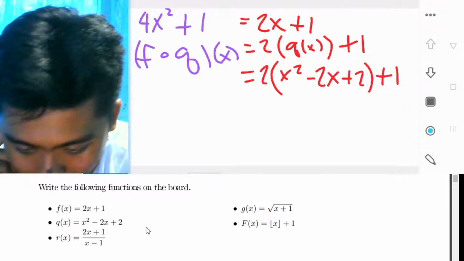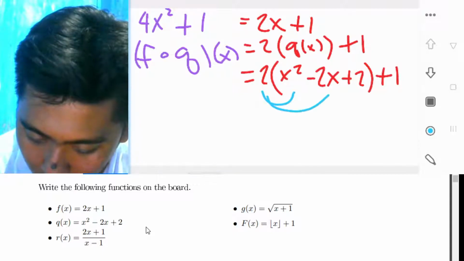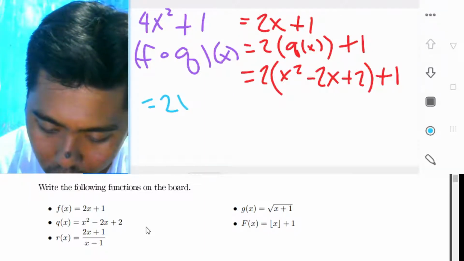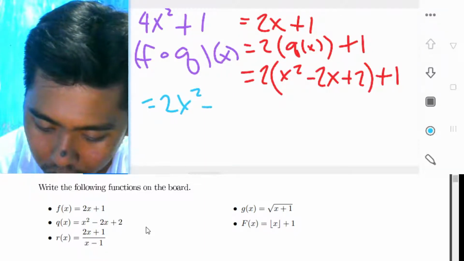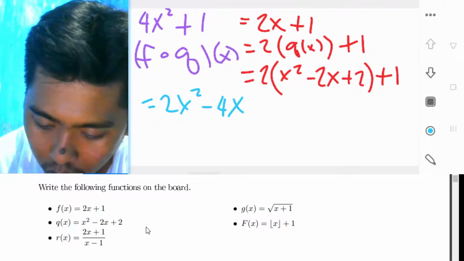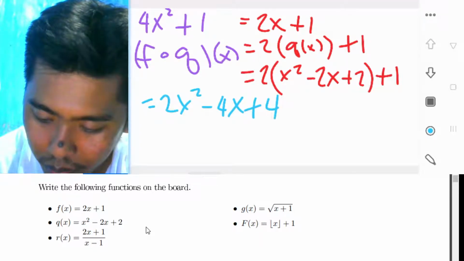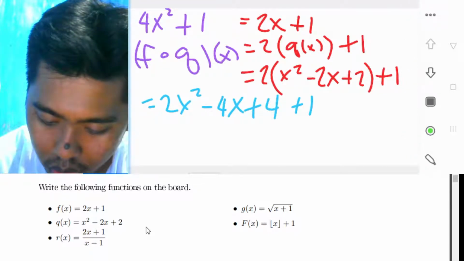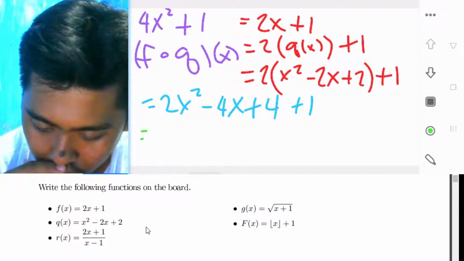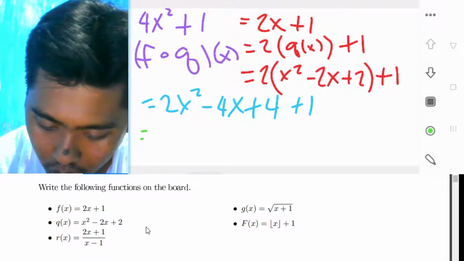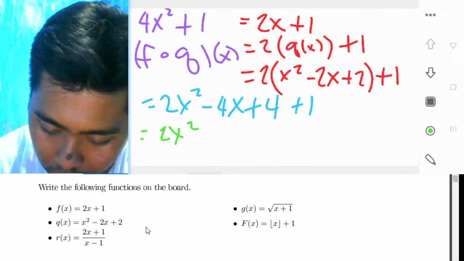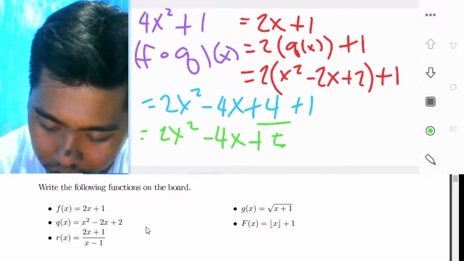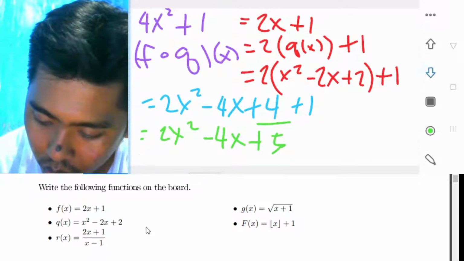And after that, you're going to distribute. Okay, so this would become 2x squared, negative 4x and positive 4, and then plus 1. Okay, then add like terms. There's no like 2x squared, minus 4x, 4 plus 1, that is plus 5. So that would be our final answer.